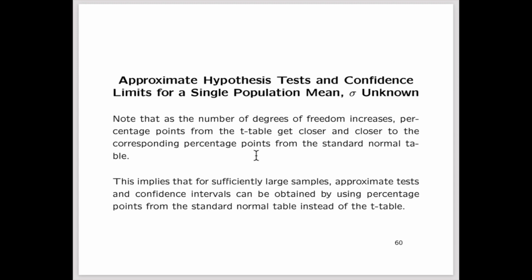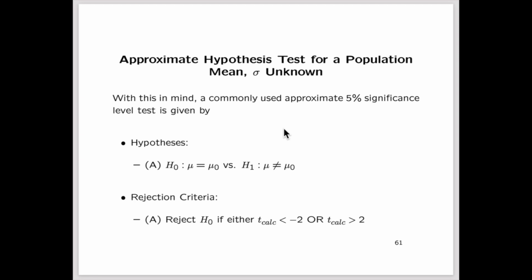Now, the implication here is that for sufficiently large samples, approximate tests and confidence intervals can be obtained by using percentage points from the standard normal table instead of the t-table. And so you might say, well, look, we spend all this time in our statistics classes learning about the t-distribution, and being told that we need to use the t-table instead of the standard normal table. But the reality is, in many situations, especially if you've got large samples, using an approximate approach is going to be just fine. And so with this idea in mind, a commonly used approximate 5% significance level is given by the following.